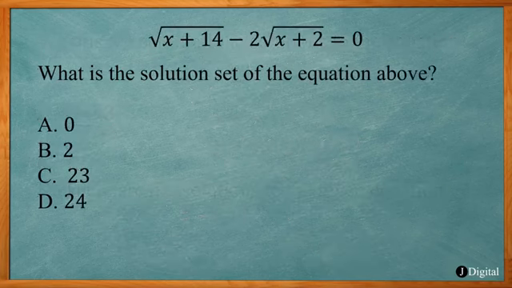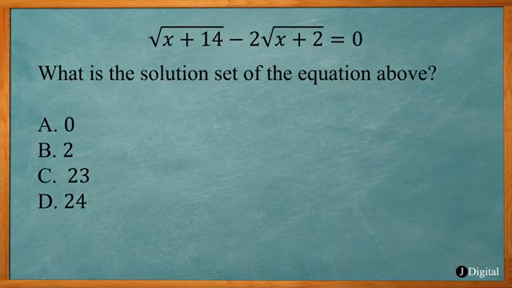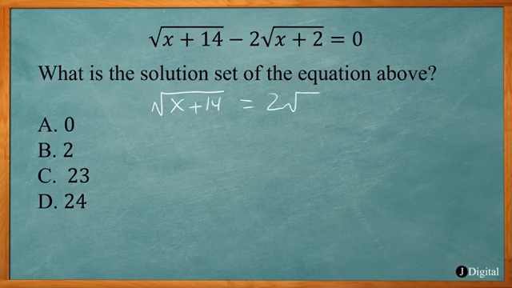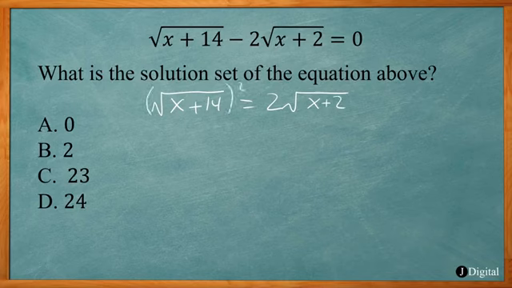Alright, in this SAT problem we have the square root of x plus 14 minus 2 times the square root of x plus 2 equals 0. What is the solution set of the equation above? So in this case, I don't want to FOIL this left side, so I'm going to move the 2 square root of x plus 2 to the other side. So I have square root of x plus 14 equals 2 square root of x plus 2. Okay, now I can square both sides.